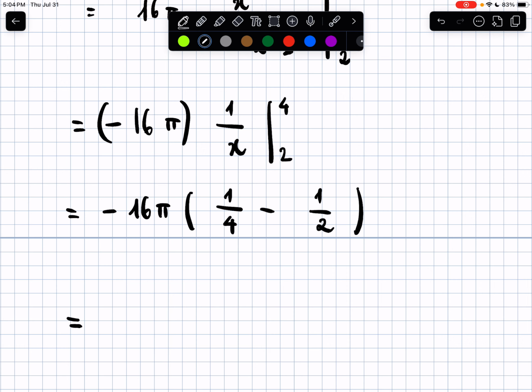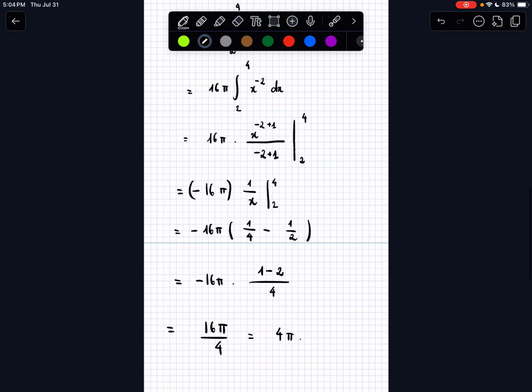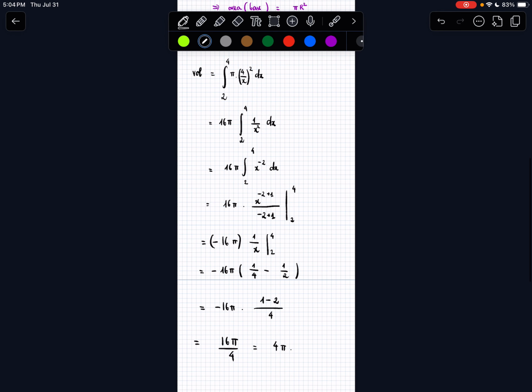So minus 16 pi times, with 4 as the common denominator, we have 1 minus 2, which gives 16 pi divided by 4, so 4 pi. So this is in cubic units. This is the volume of the solid of revolution we are trying to compute.